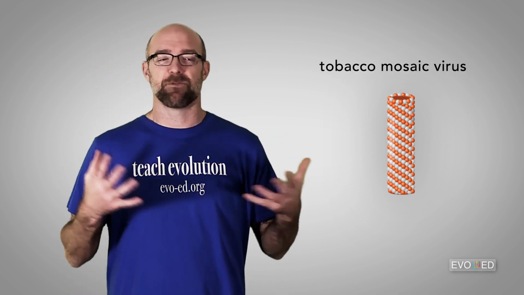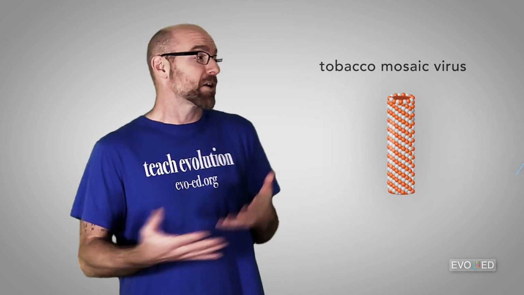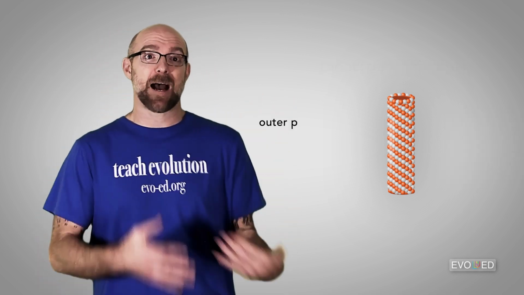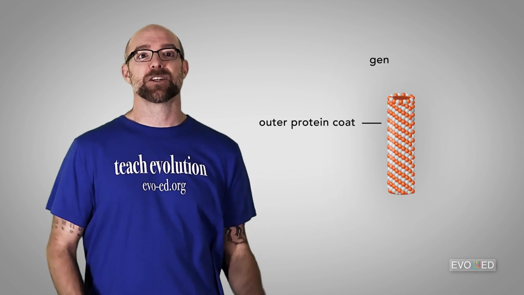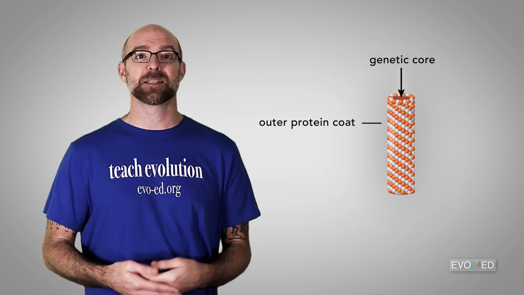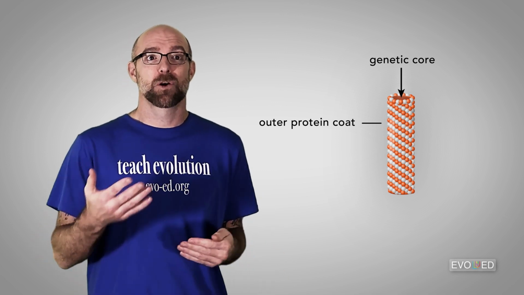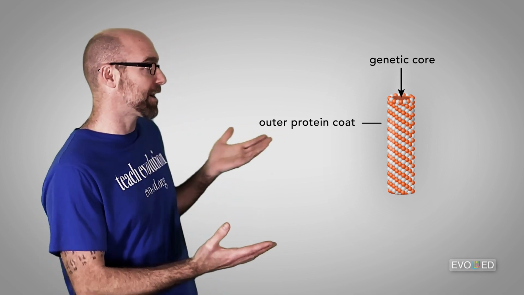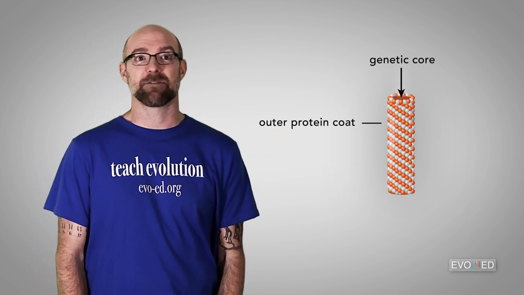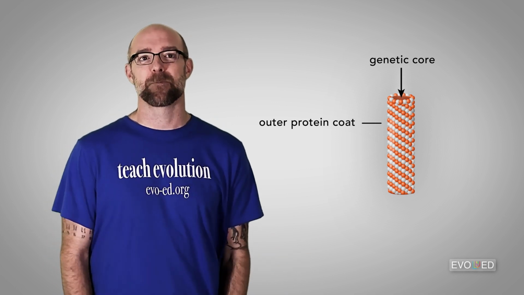Here's one example. This is a picture of the tobacco mosaic virus, and it looks very different from the bacteriophage. Plant viruses are often rod-shaped with an outer protein coat surrounding a genetic core. In the case of the tobacco mosaic virus, it's an RNA core. That's right, no DNA. The core of a lot of viruses, like our friend the tobacco mosaic virus here, is written in the language of RNA, not DNA.